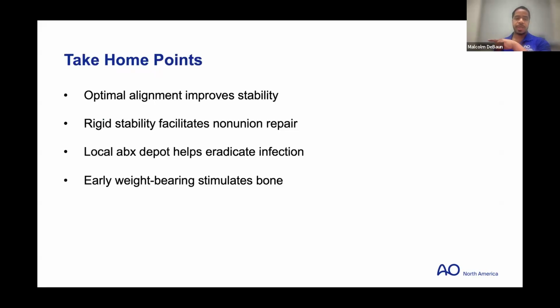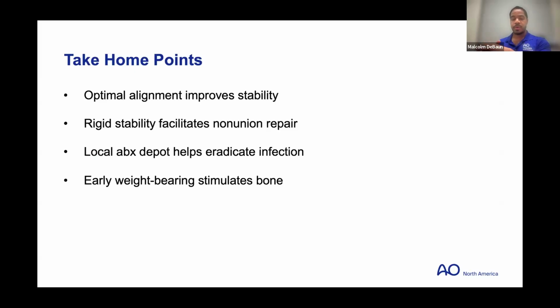So take home points from this case: optimal alignment improves stability, so don't compromise quality of reduction. If there's a reduction issue, you need to correct that prior to providing your mechanical stability for non-union repair. But rigid stability facilitates non-union repair. And it is important to try to provide as much stability for that patient as possible to promote healing.